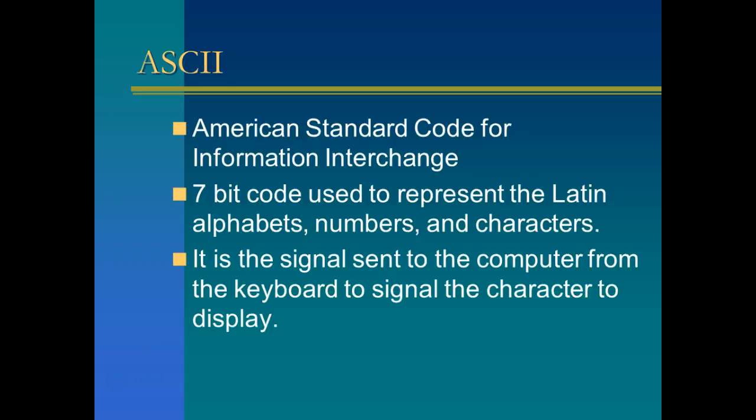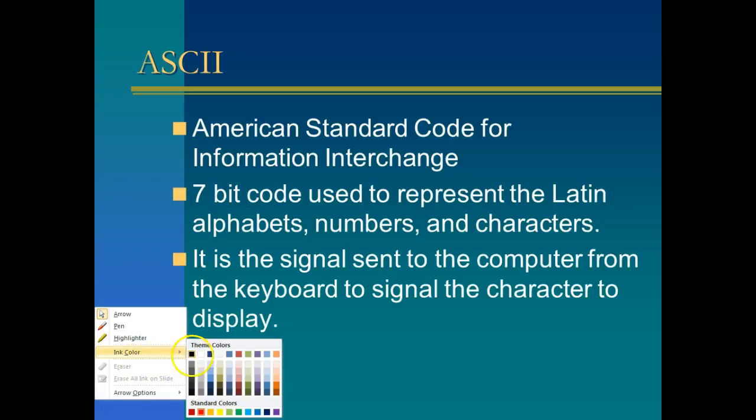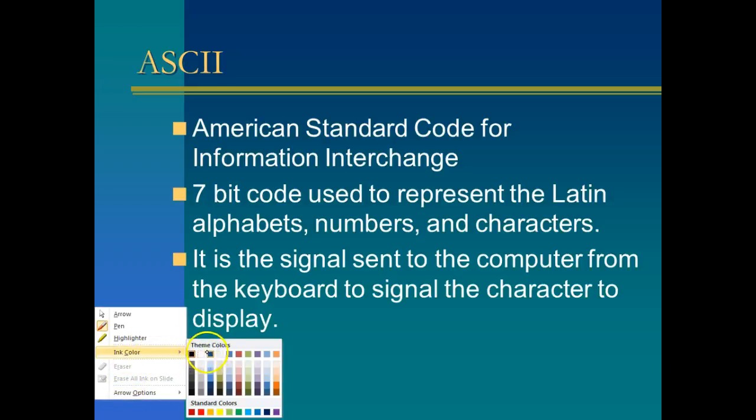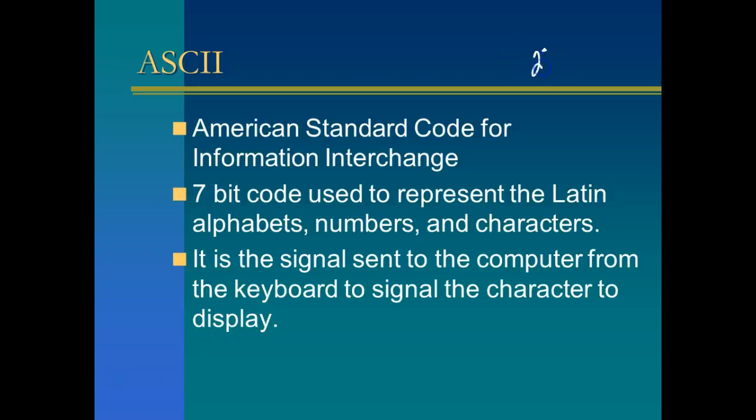So the original ASCII was a 7-bit code, which means it could give us 128 combinations. How do I know that? Well, you can calculate the number of combinations available in any base just by taking the number of digits that you use and raising it to that power. So if I raised 2 to the 7th, it would give me what? 128. So there are 128 combinations in the 7-bit ASCII code chart.